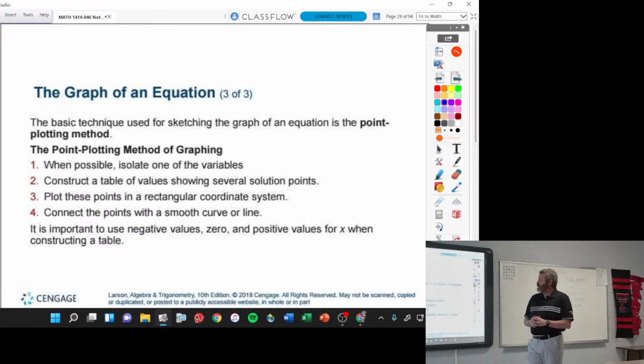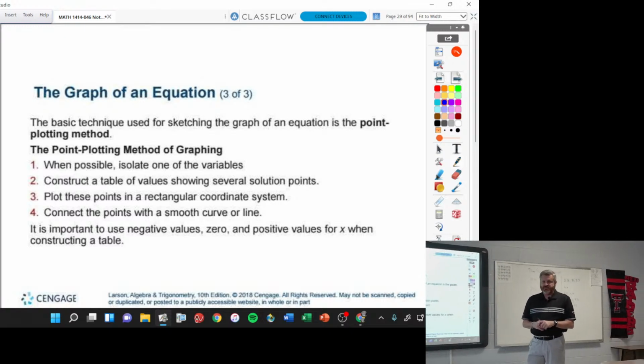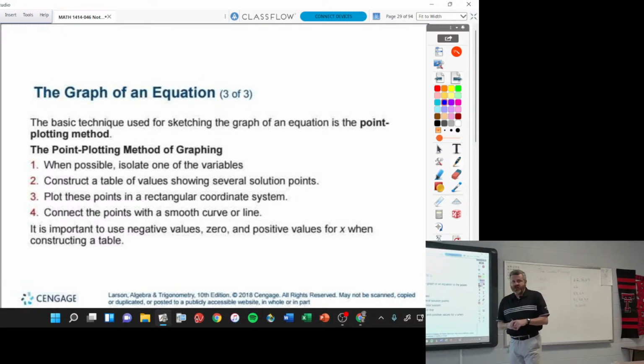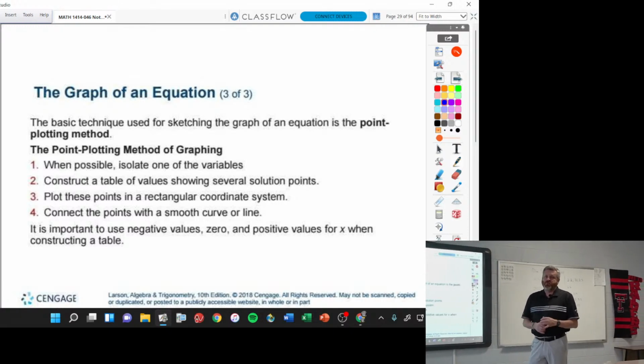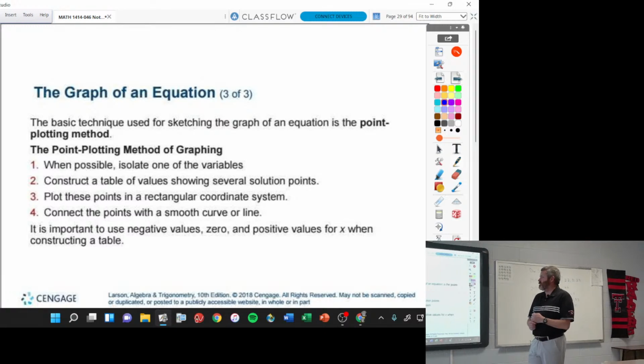The basic technique we're going to use in sketching is called point plotting. So when we do point plotting, we will actually make what's called a t-table. We'll have a table of values, determining values that we want to plug in for x to get a corresponding y that goes with it. So to do that, you want to get one of the variables by itself. Normally we're going to solve for y. That's just the custom, what we're used to. But you don't always have to solve for just y.